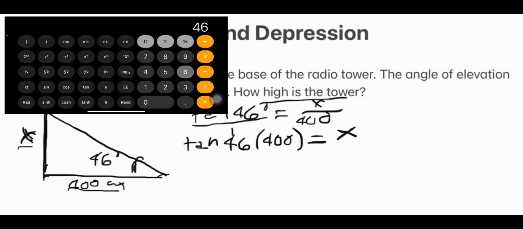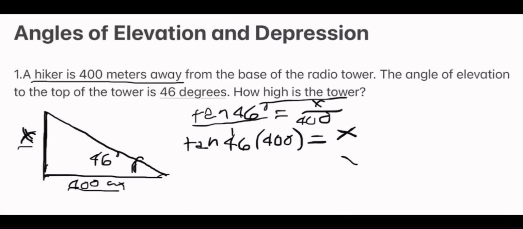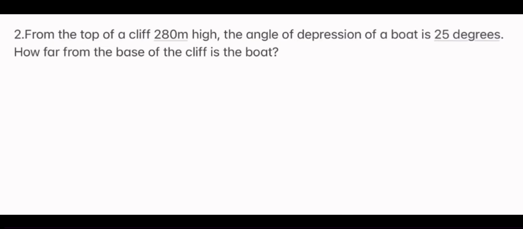Then tangent of 46 is 1.03553 and so on. If we multiply that by 400, the result will be 414.21. So x is 414.21 meters. Okay, second problem.